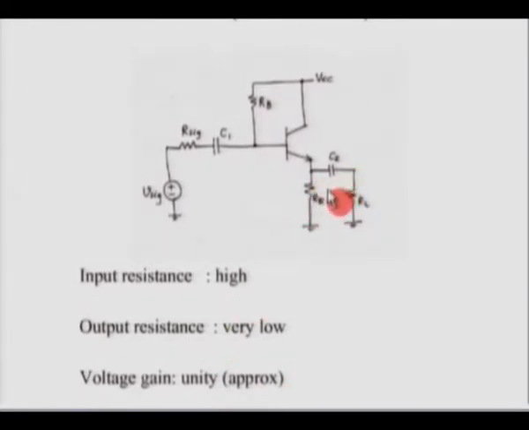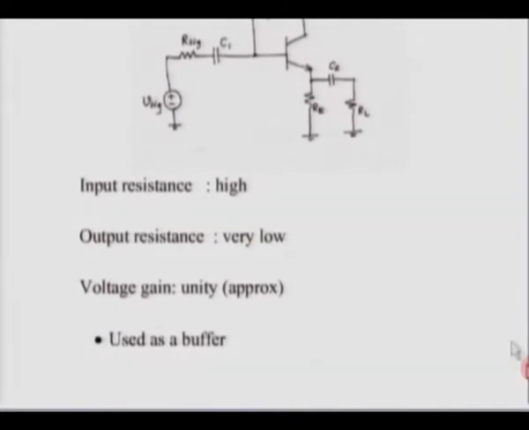Now here the voltage gain is approximately unity. So here is an amplifier where your gain is unity, but this circuit has very high input resistance and very low output resistance. Therefore this is a very useful circuit. This is used as a buffer, and you can think of this as similar to the voltage follower using an op amp, and that is why the name emitter follower is given here.